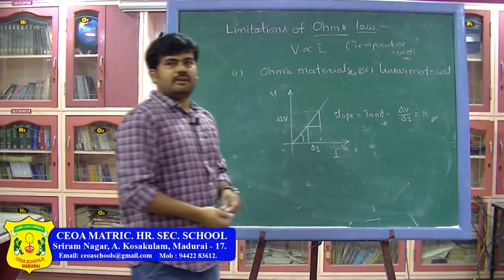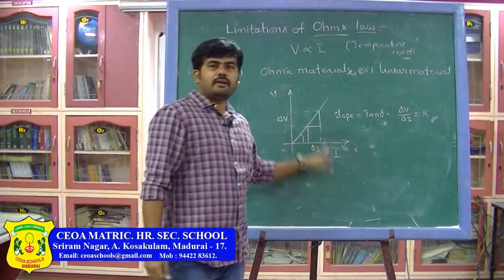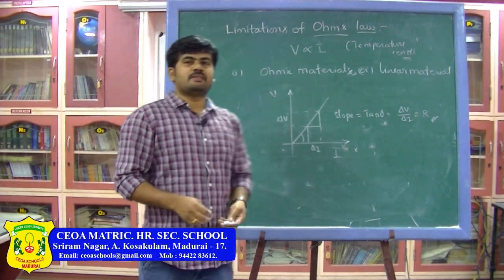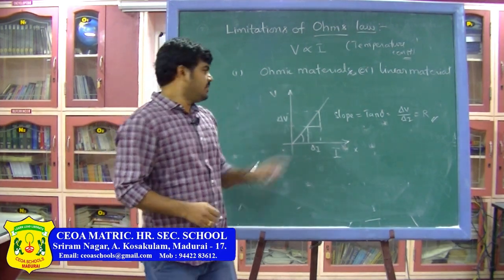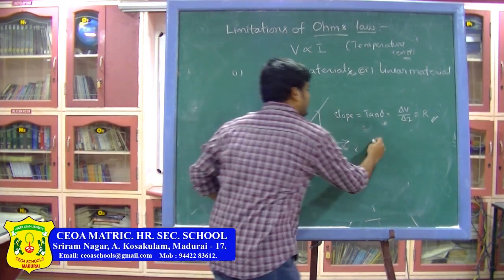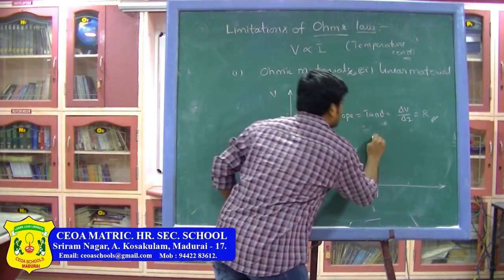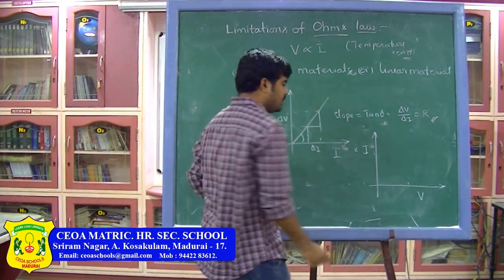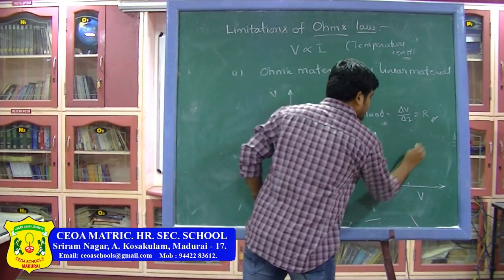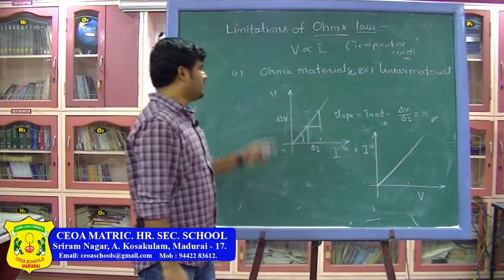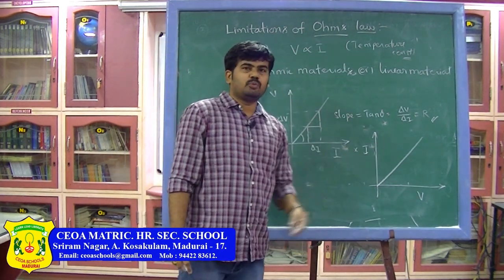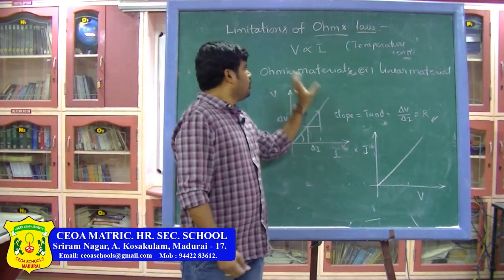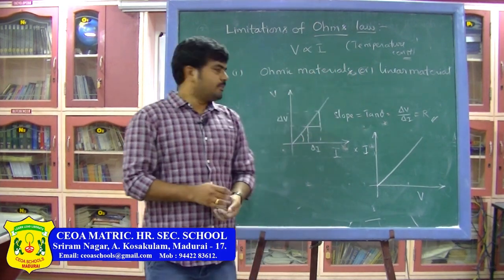So this kind of materials, for which the relation between current and voltage is a straight line, are known to be ohmic materials or linear materials. Similarly, you can have a graph between I and V. If you take I along the y axis and potential along the x axis, again it will be a straight line. So both the V versus I or I versus V graph will be straight lines for this kind of materials, which are known to be ohmic materials or linear materials.